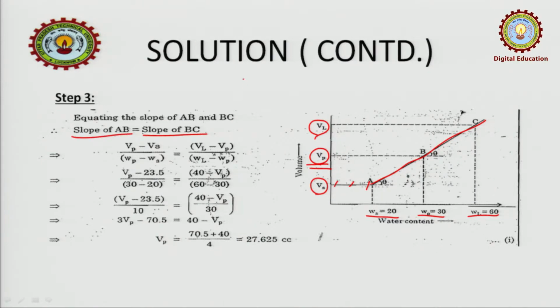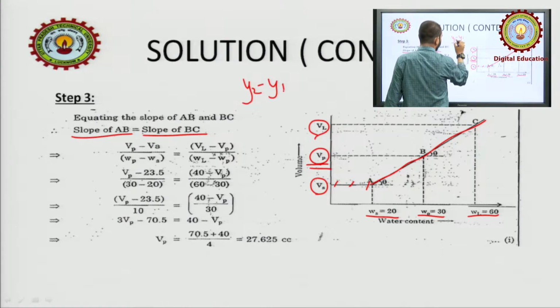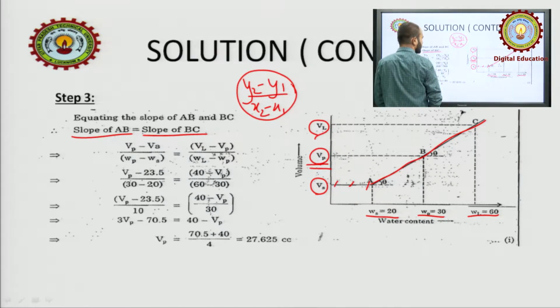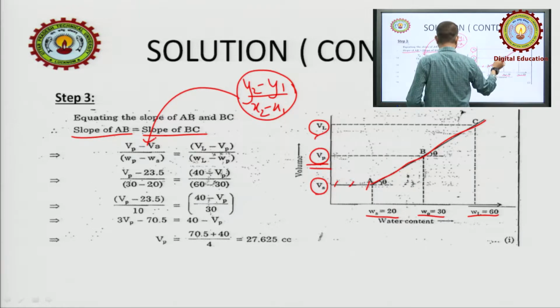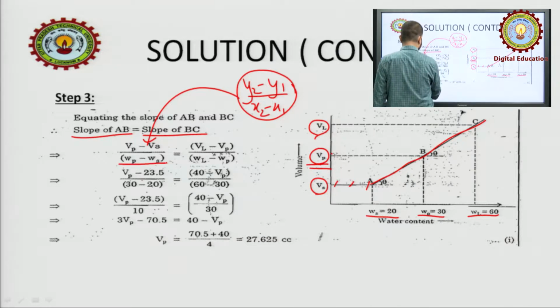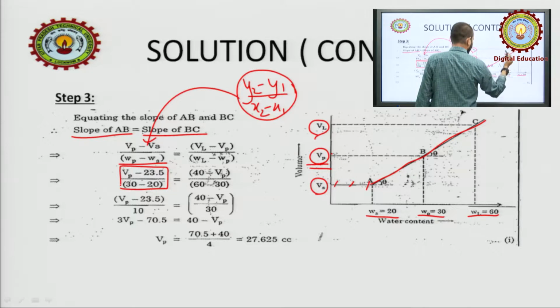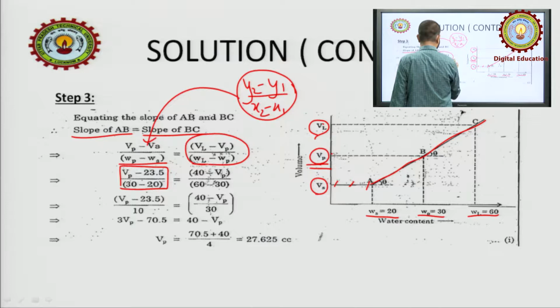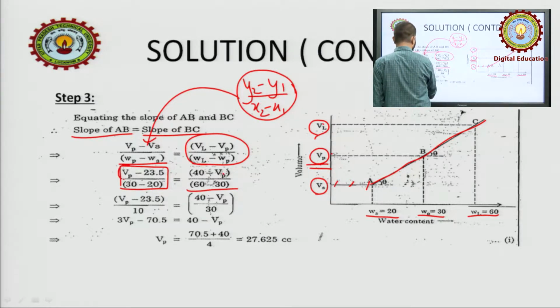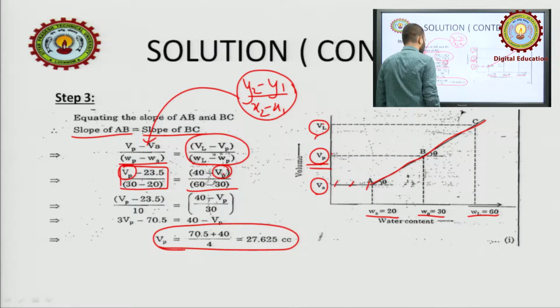What is slope? If you remember the formula for slope, it is y2 minus y1 upon x2 minus x1. This is the slope of any line, so the same formula is used here. For AB, you consider this minus this upon this minus this, so we get this part. Again for BC, it will be VL minus VP upon WL minus WP. So we get here. Now we solve for this VP. Just solve it to get the answer.